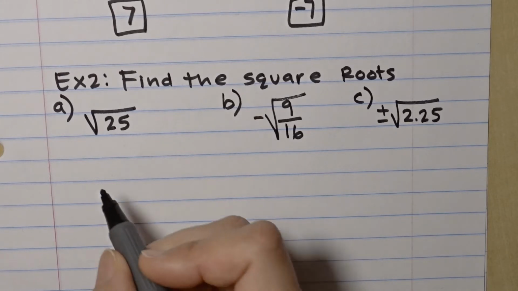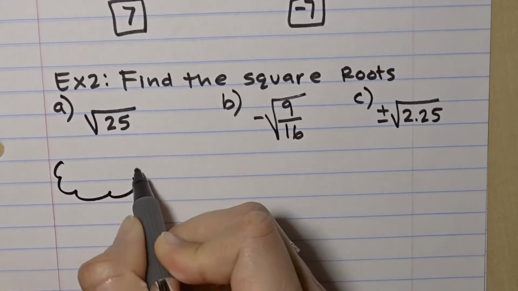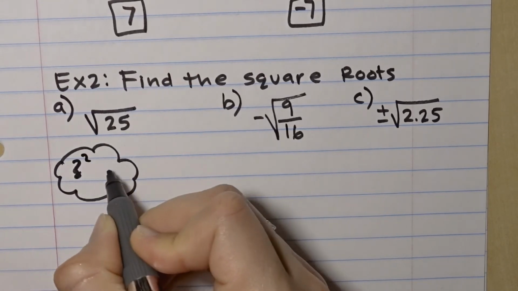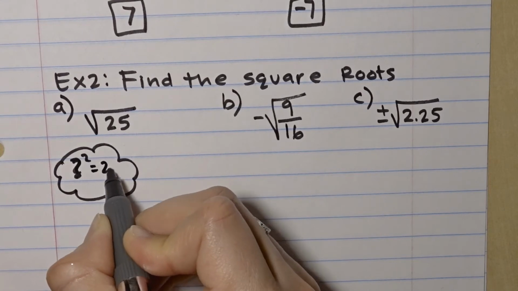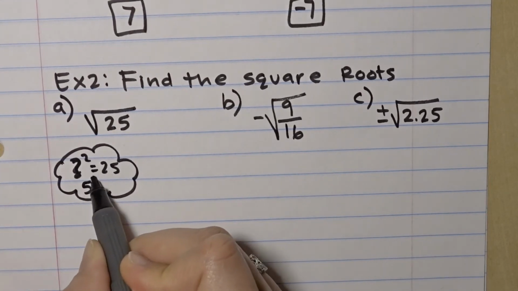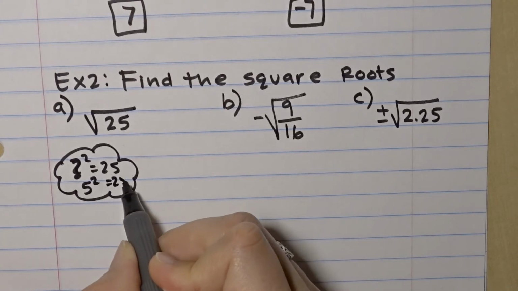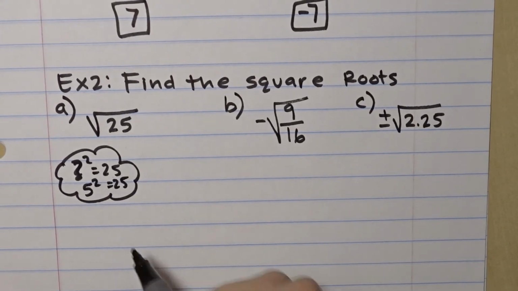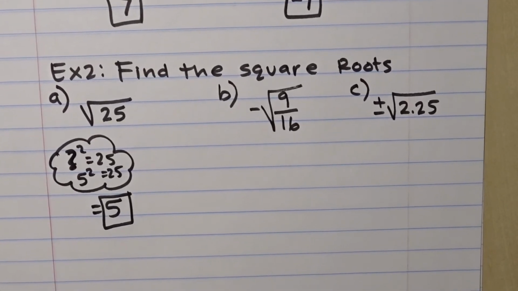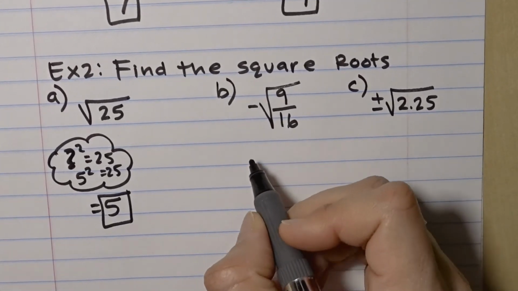So for the first one, what number to the second power equals 25? And you should have been thinking 5 squared equals 25. So my answer is 5. And for the next one, same thing.